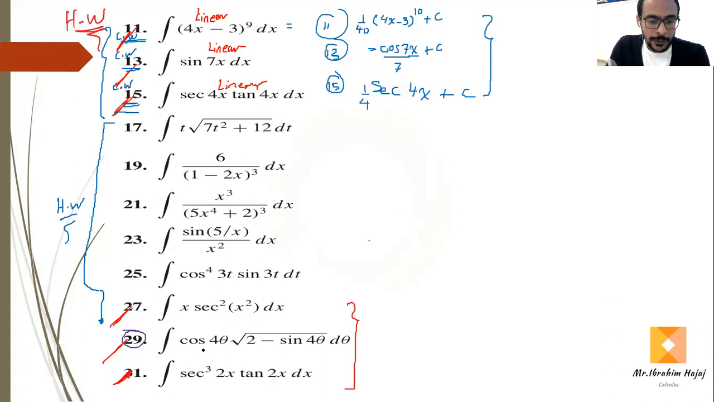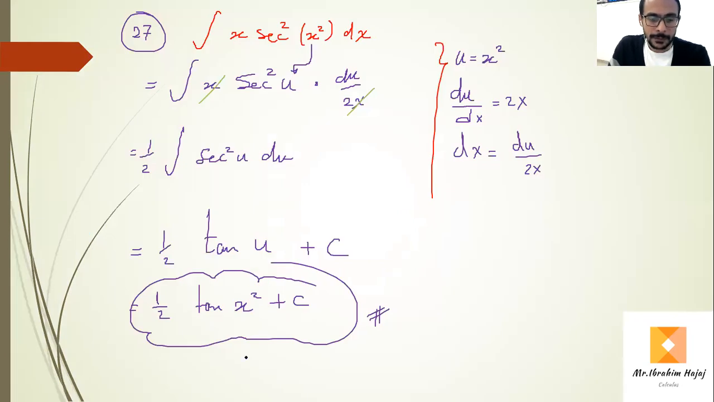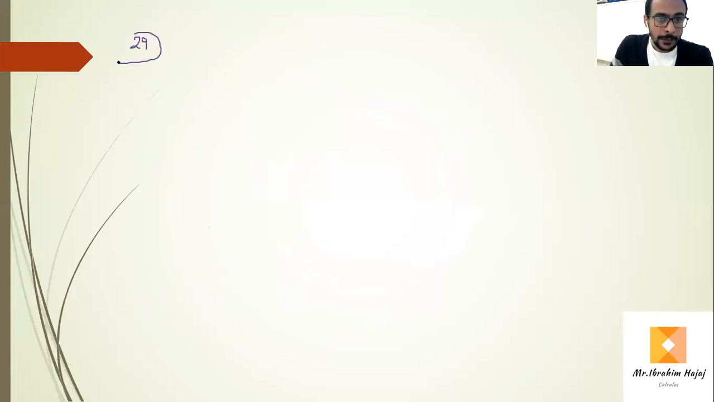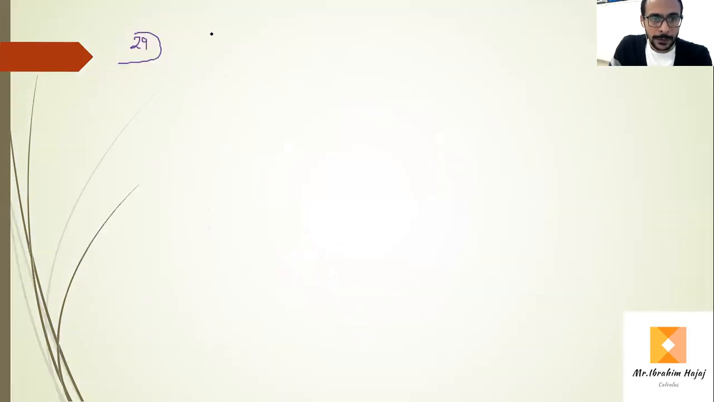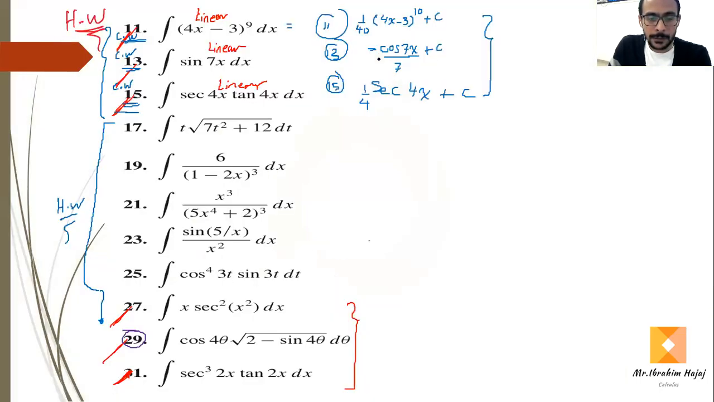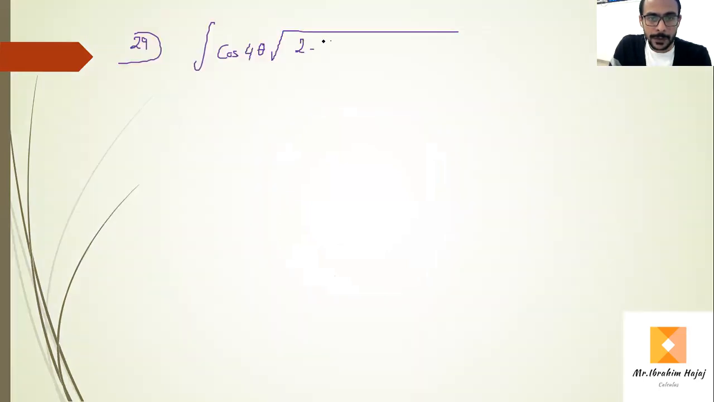29: the integral of cosine 4 theta over radical 2 minus sine 4 theta. Number 27 was nice. Thank you. Welcome. Let's take 29: the integral of cosine 4 theta radical 2 minus sine 4 theta d theta.